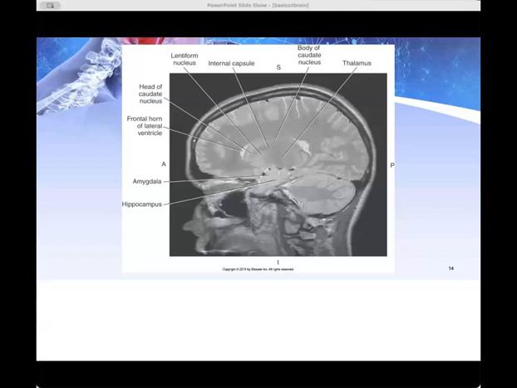Here we have a sagittal T2 weighted MRI with basal nuclei. The temporal lobe is anterior to the occipital lobe and is separated from the parietal lobe by the lateral fissure. Conscious perceptions of auditory and olfactory stimuli and dominance for language are functions of the temporal lobe. Memory processing occurs via the amygdala and hippocampus.